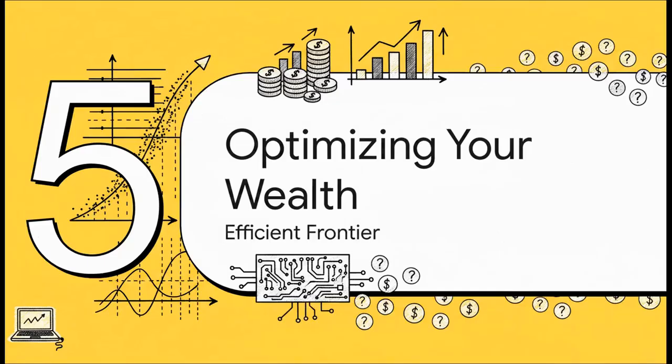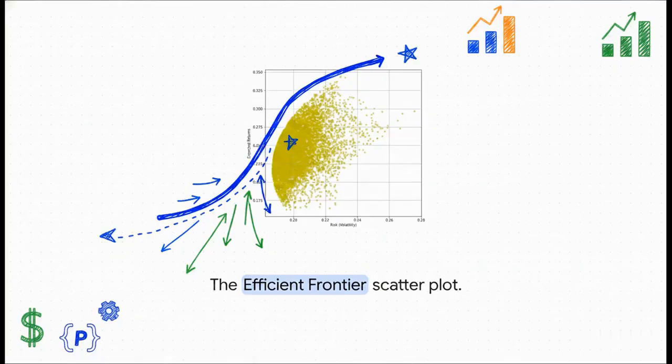Section 5. Optimizing your wealth. Visualizing the efficient frontier. So to actually find these optimal asset combinations, we run what's called a Monte Carlo simulation. We basically command Python to just go crazy and generate tens of thousands of random asset weight allocations, testing every possible mix you could imagine.